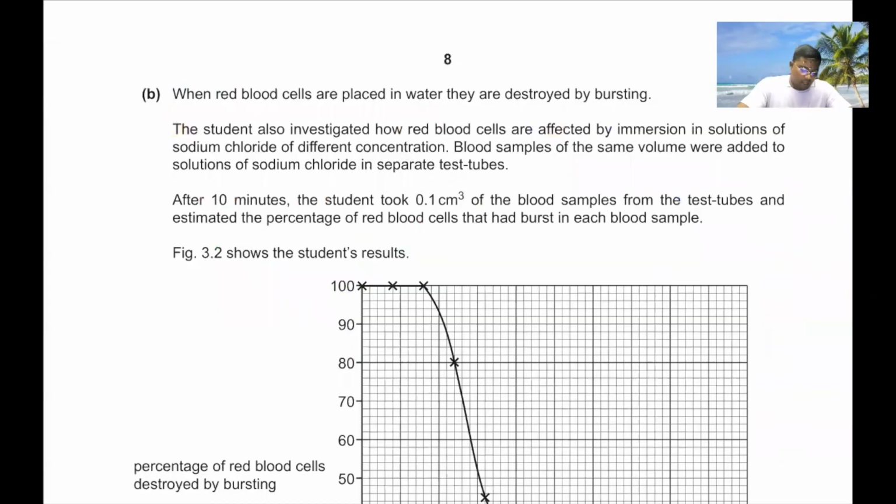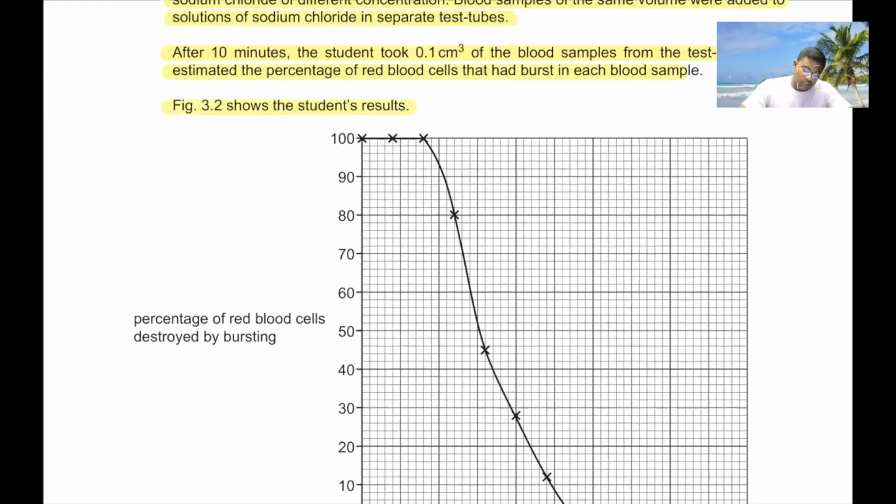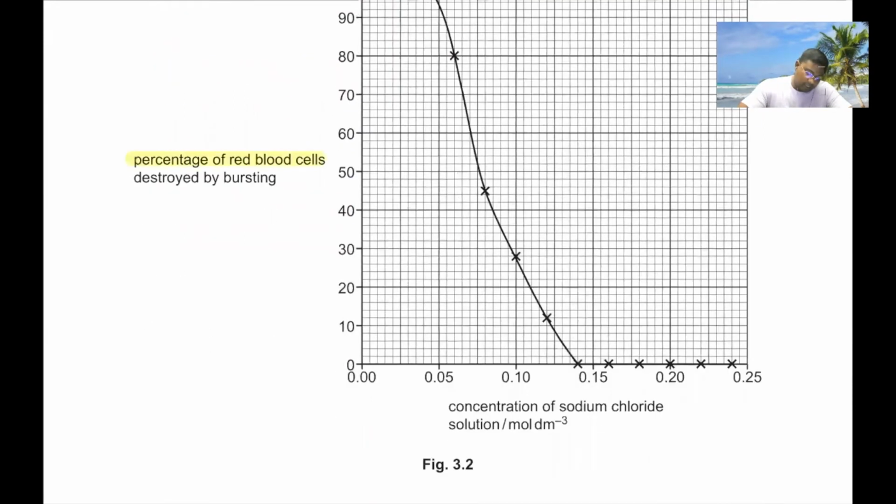Part B. When red blood cells are placed in water, they are destroyed by bursting. The student also investigated how red blood cells are affected by immersion in solutions of sodium chloride of different concentration. Blood samples of the same volume were added to the solutions of sodium chloride in separate test tubes. After 10 minutes, the student took 0.1 cm³ of the blood samples from the test tubes and estimated the percentage of red blood cells that had burst in each blood sample. Figure 3.2 shows the student's result: percentage of red blood cells destroyed by bursting, and concentration of sodium chloride solution.